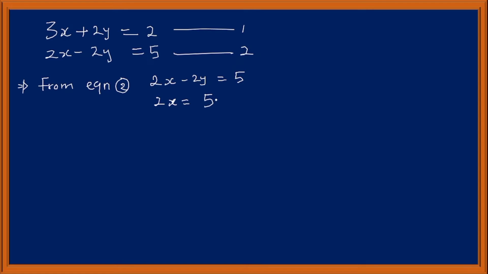2y, minus 2y to the right hand side. I have plus 2y. So I'm going to divide both sides by 2. I'm going to have x here is equal to 5 plus 2y, all divided by 2. So I'm going to call this my equation number 3. So now I have x is equal to 5 plus 2y divided by 2 as my equation number 3.